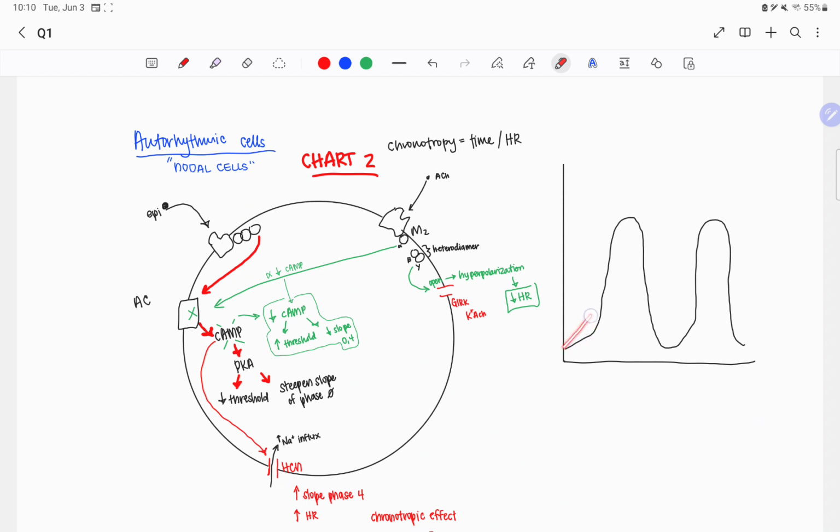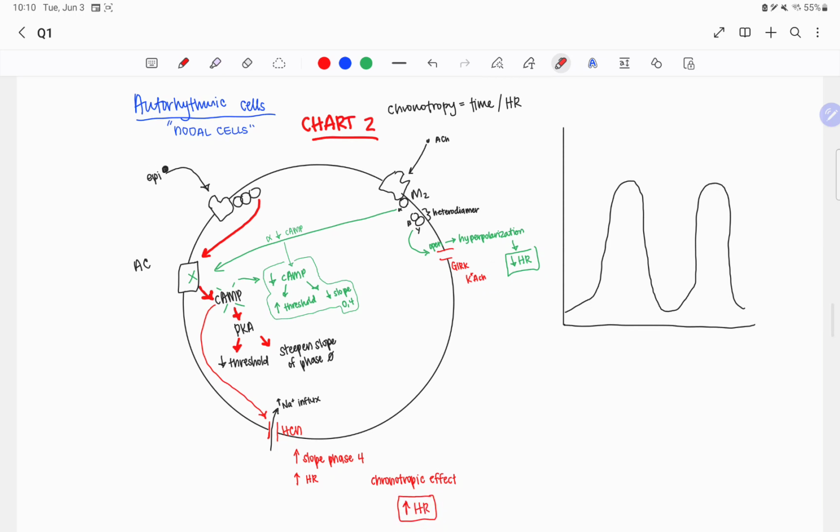So they can increase the steepness of phase 4, so it gets us to threshold faster. So we have action potentials faster, or it can make it go slower, or it can increase their threshold. It can decrease our threshold. There's lots of different things that it can do. Okay, so what we're going to look at here.